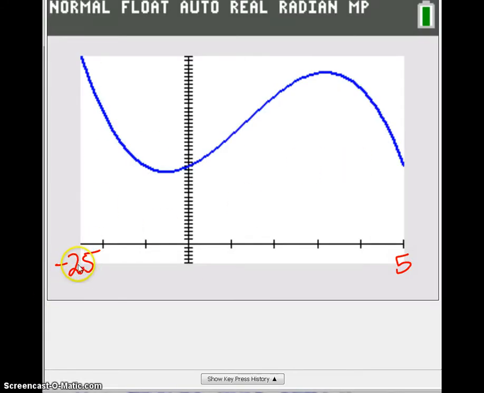From the interval negative 2.5 to 5, notice that at negative 2.5, that is the highest the graph goes. So that is the absolute max. Whereas this hump over here would just be the local, also called relative max.